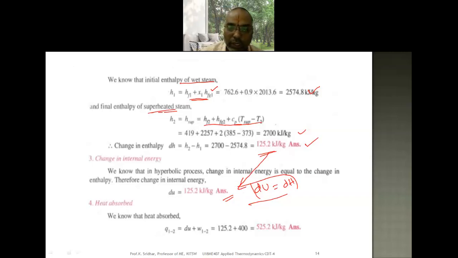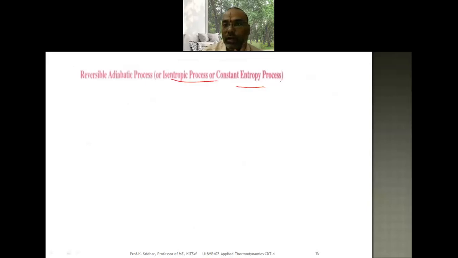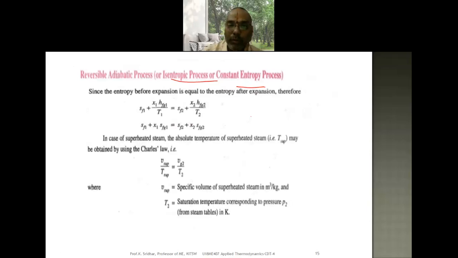And to find out the heat absorbed, always go to the first law of thermodynamics. That is, delta Q is equivalent to dU plus delta W. So find out all the values. You can find delta Q is equivalent to 525.2 kilojoules per kg. The next process is known as the reversible adiabatic process, which is also known as the isentropic process or constant entropy process. For the constant entropy process, we know that S1 is equivalent to S2.